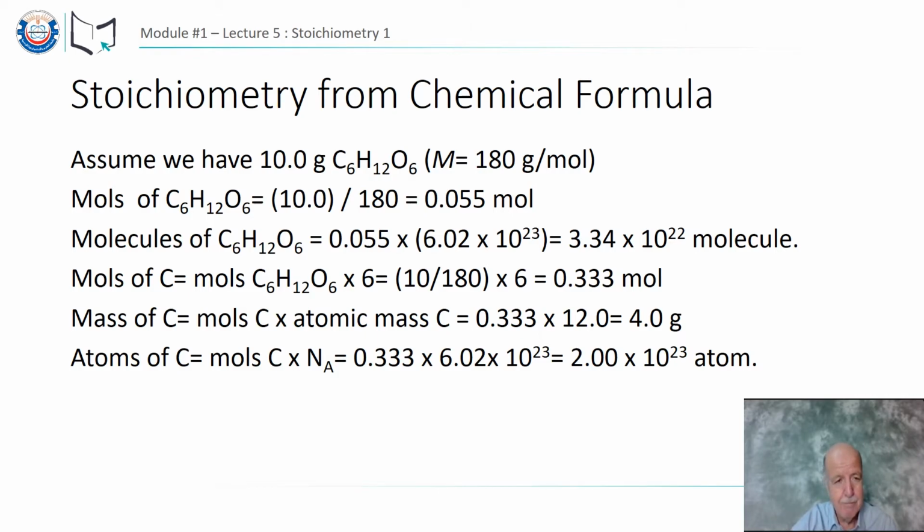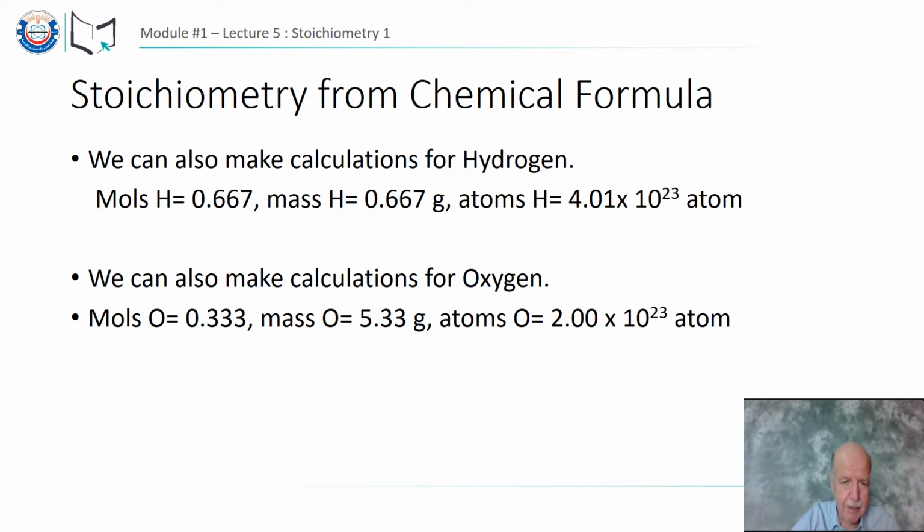Okay. We can also make calculations for hydrogen. Okay. Get your calculator. Moles of hydrogen will be what? Mass glucose over 180. It will give me what? Moles of glucose. To go to hydrogen, I multiply by 12. Why? Because each glucose molecule contains 12 atoms of hydrogen. Okay, now I have moles of hydrogen.